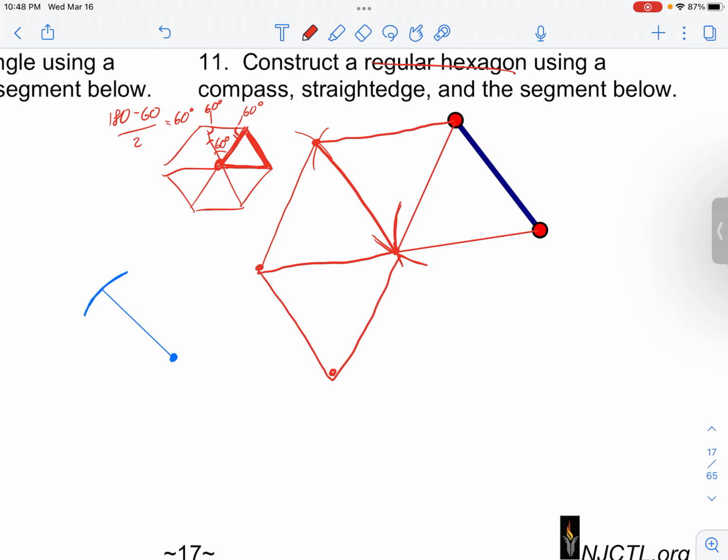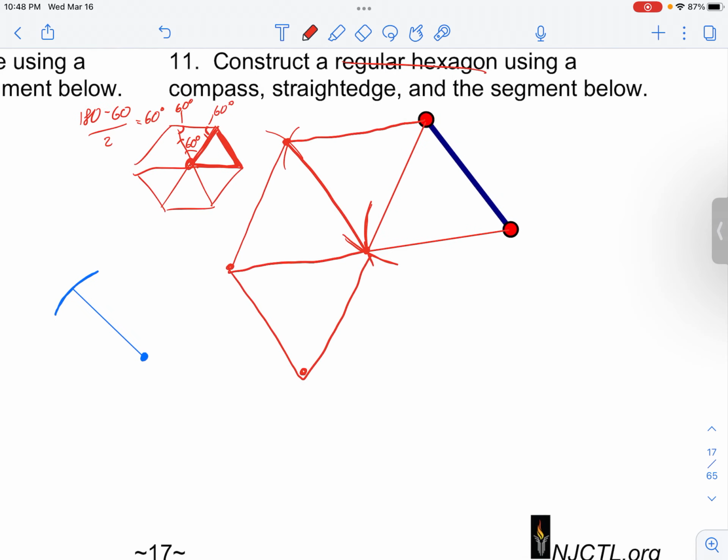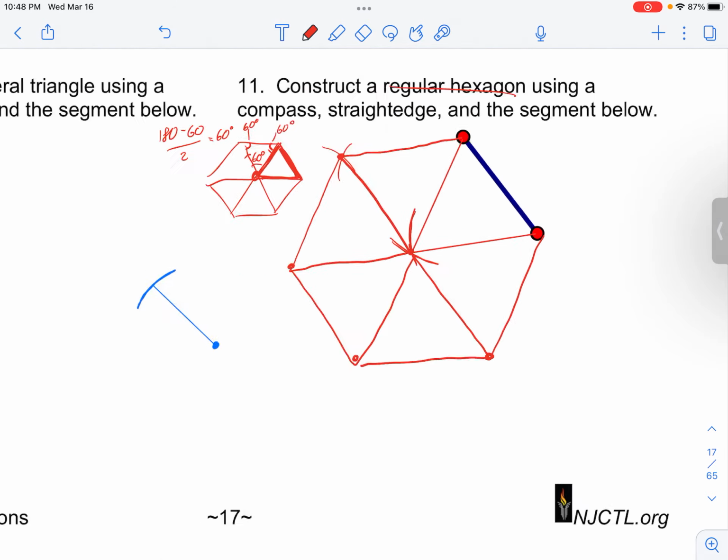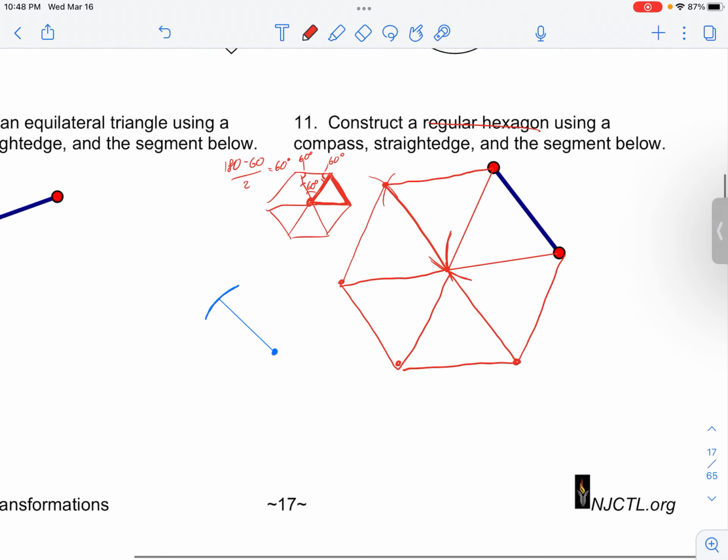So then we would have a point over here as our last point of the hexagon, and connecting it all together, we would make a hexagon in that fashion, only using a compass.